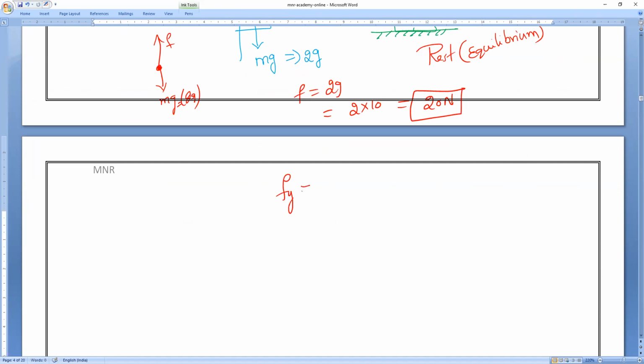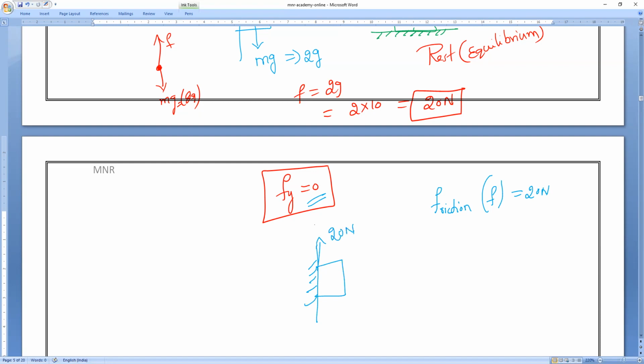I consider Fy equals 0, because it's the y-axis. So the force of friction I got is 20 newtons. Understand? If this is the wall and this is the object, the force of friction is 20 newtons, and the weight of the body is acting in one direction.